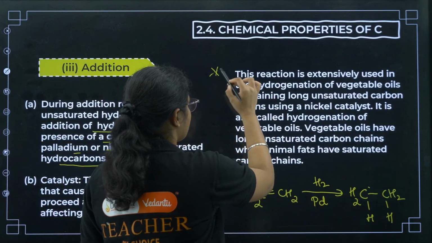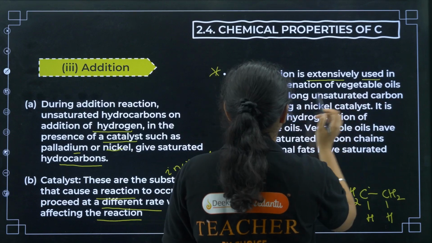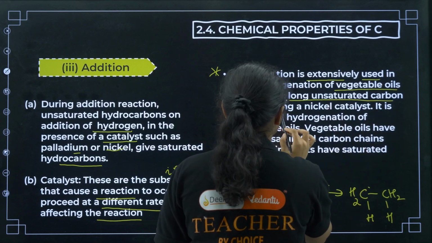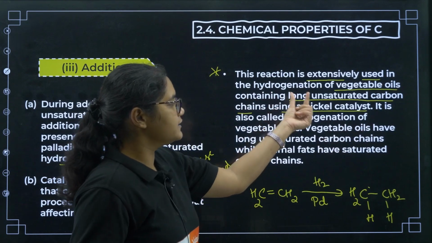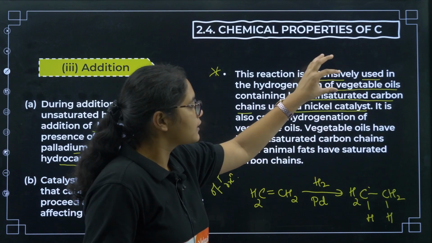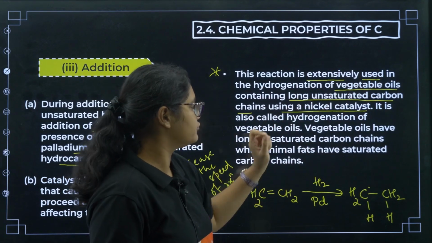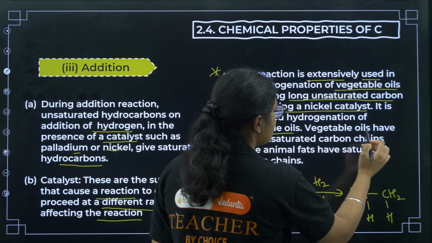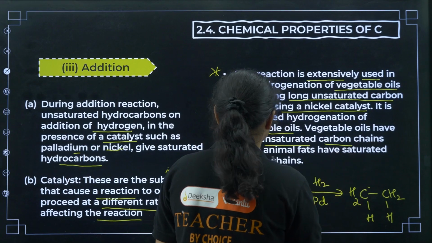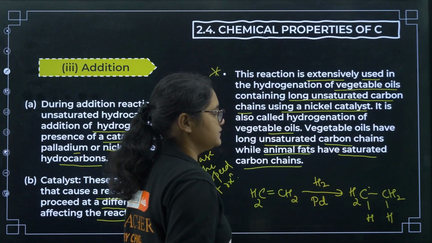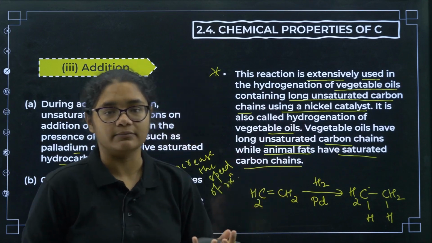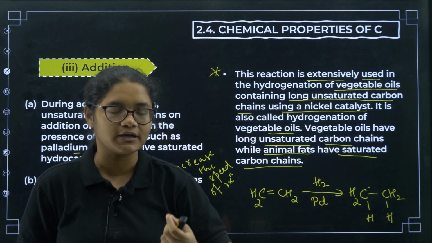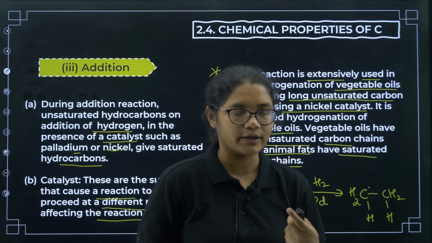Now here there is something very important. This reaction is extensively used in the hydrogenation of vegetable oils containing long unsaturated carbon chains using a nickel catalyst. So vegetable oils contain long unsaturated chains. If you add hydrogen to that, it is also called the hydrogenation of vegetable oils. Vegetable oils have long unsaturated carbon chains while animal fats have saturated carbon chains. So when you add hydrogen and convert it into saturated carbons, we get ghee, the vegetable ghee.